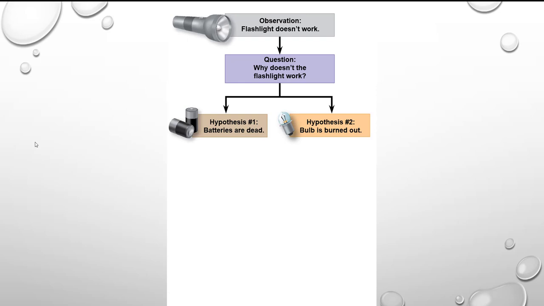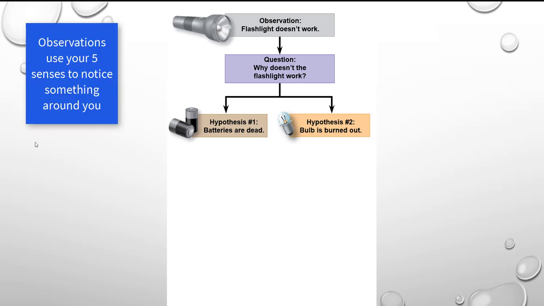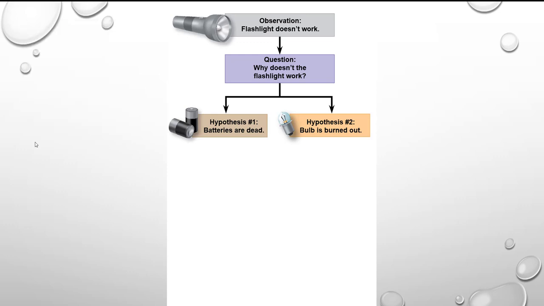So let's talk more about this scientific theory. Let's start with observation. What is an observation? That's basically using your senses, right? For example, let's say you went to grab a flashlight and you flip the little switch on the side and it doesn't work. That's an observation. Okay, the flashlight doesn't work.